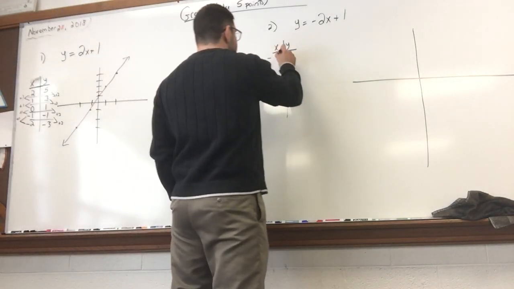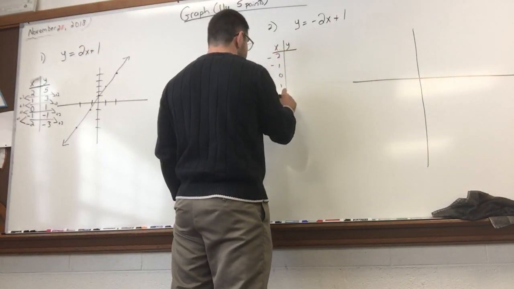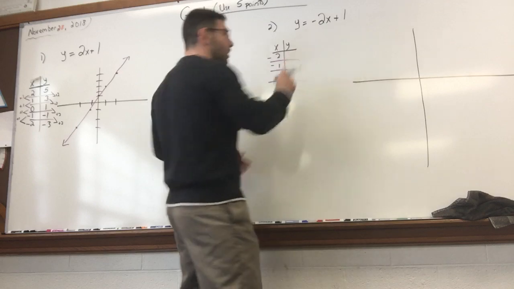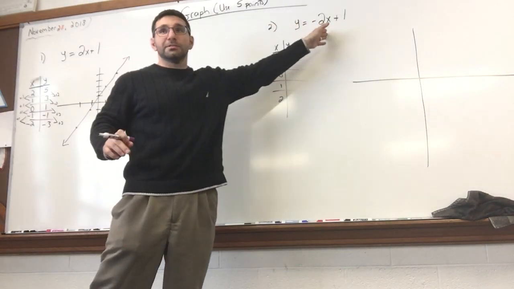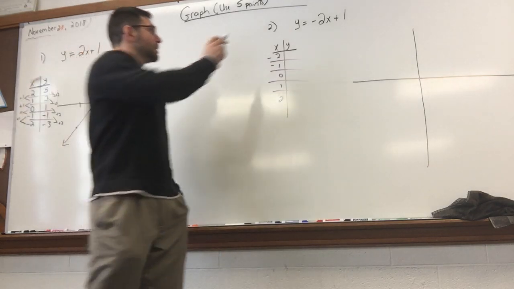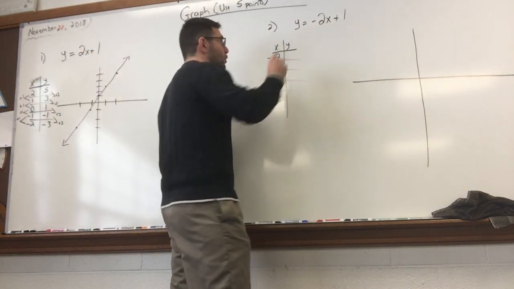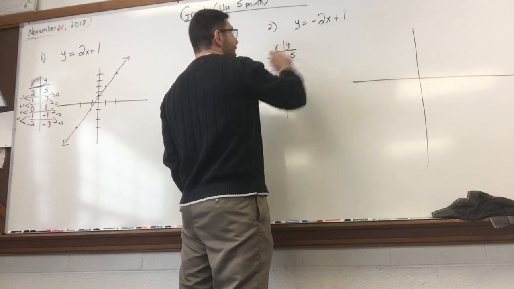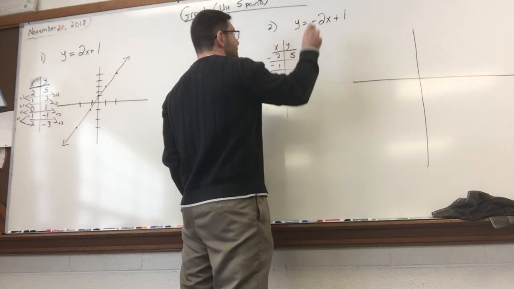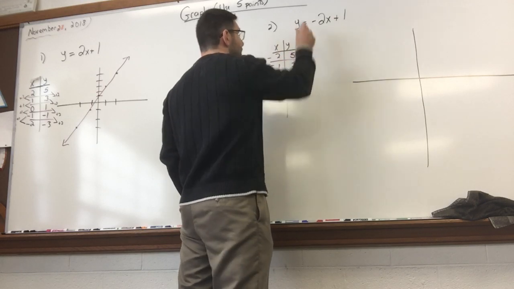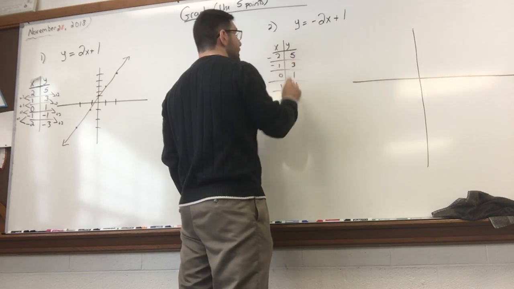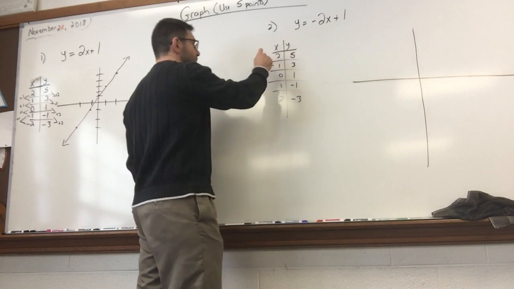So again, negative 2, negative 1, 0, 1, 2. The only difference between this equation and this equation was that negative sign. Negative 2 times negative 2 is 4, plus 1 is 5. Negative 1 times negative 2 is positive 2, plus 1 is 3. 0 times negative 2 is 0, plus 1 is 1. Negative 2 plus 1 is negative 1. Negative 4 plus 1 is negative 3.